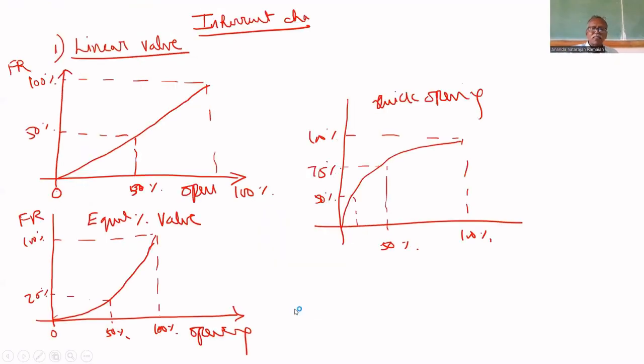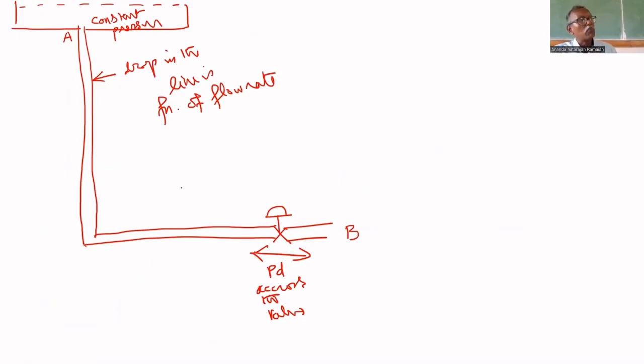But what we have seen is that only if the pressure drop across the valve is constant will it be linear. Only then will it be equal percentage, the shape called equal percentage. Only then will it be quick opening. If the pressure varies, what will happen? That we have to see. For maximum flow rate, the pressure across the valve will be minimum. For minimum flow rate, the pressure across the valve will be maximum. Am I correct or not?